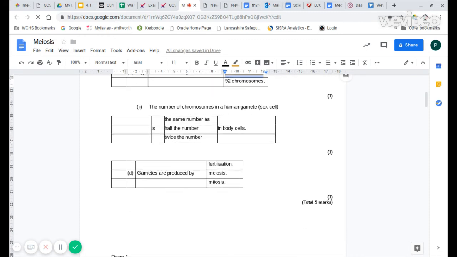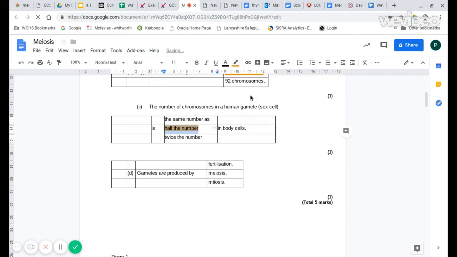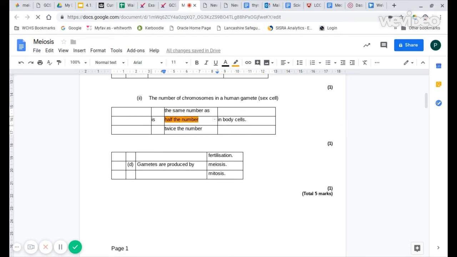The number of chromosomes in a human gamete. Remember, gametes are the sperm and egg cells. So the number of chromosomes in a human gamete is half the number. It's not the same, it's not twice, it is half. They are referred to as being haploid in number compared to the normal diploid. So the diploid number of chromosomes will be 46. In a human gamete, that will be 23.